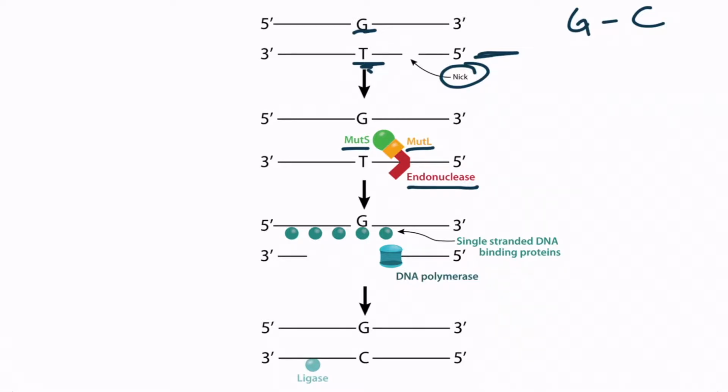The gap region is stabilized with single-stranded DNA binding proteins, which you can see right here. Notice also that this space is now empty because the endonuclease degraded it. DNA polymerase can then fill in the empty space by moving in the 5' to 3' direction. Finally, ligase seals the nicked region and the DNA bases are now paired correctly. Remember, mismatch repair is defective in Lynch syndrome, which is also known as hereditary non-polyposis colorectal cancer.